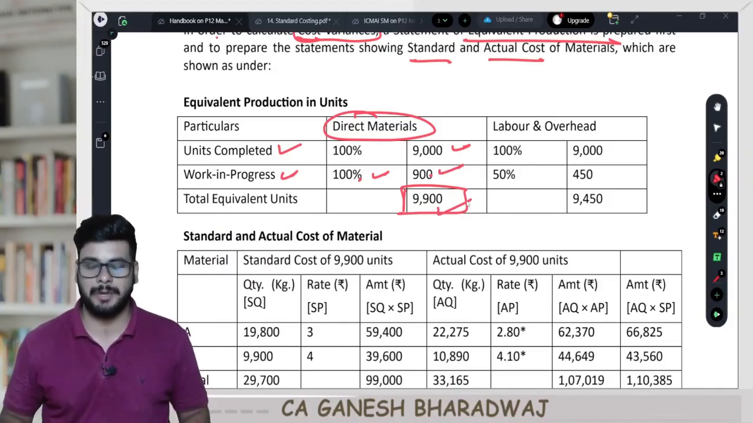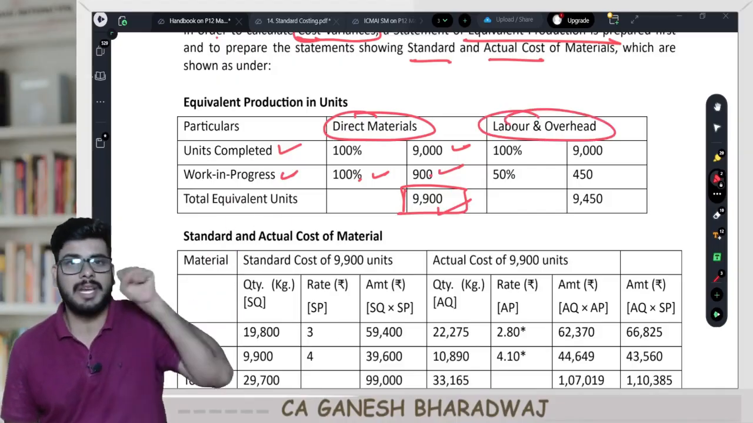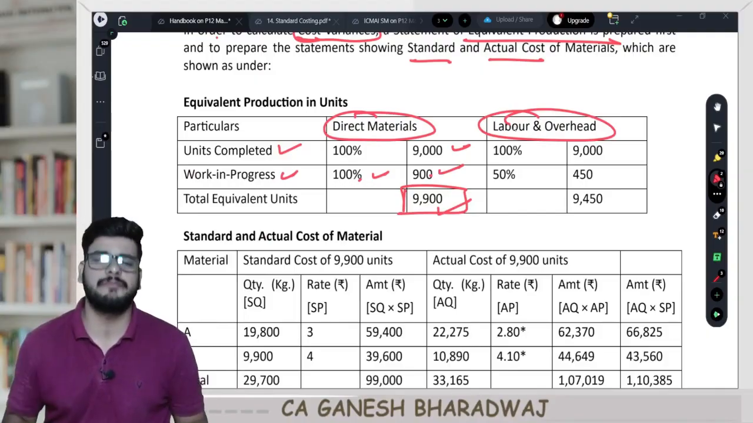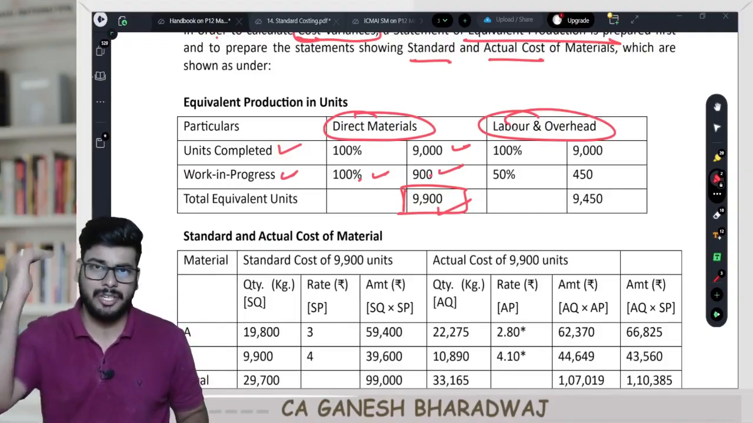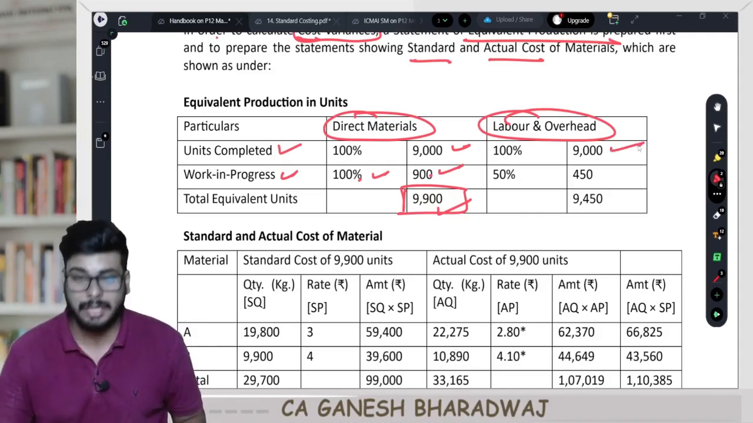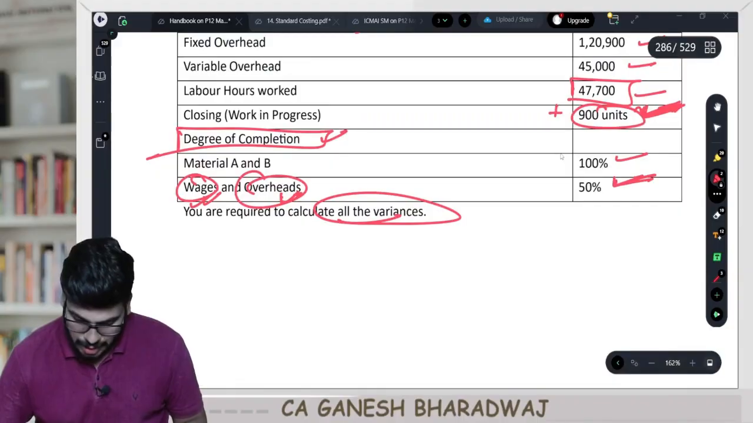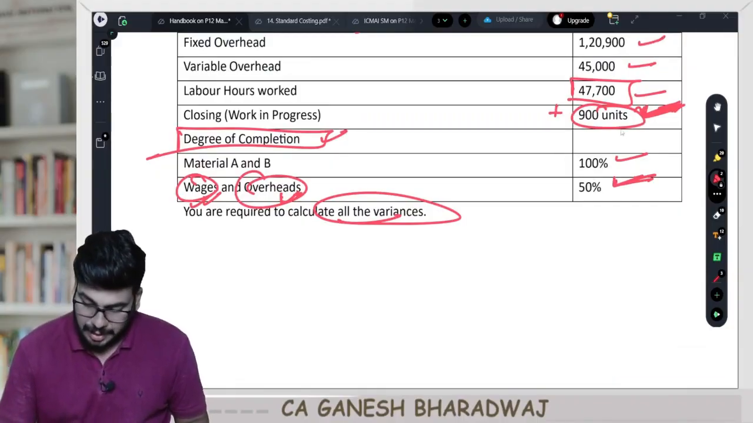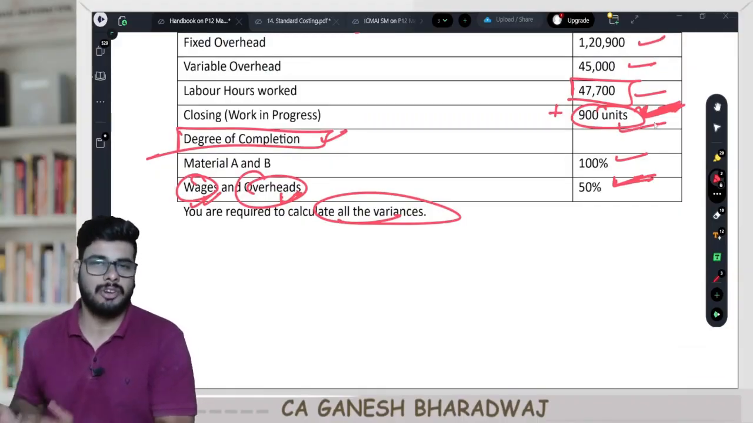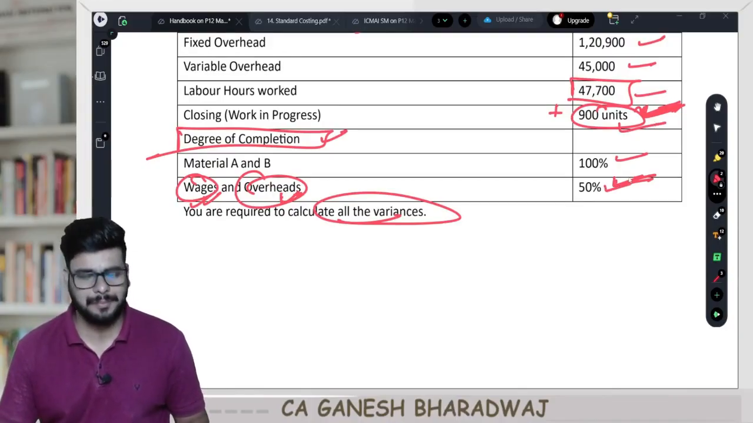This is the interpretation. Whereas with respect to labor and overheads, by consuming my labor and overhead cost, how many units have been produced? Anyways, the 9,000 units sold are fully complete. Only if they are complete can they be sold, right? So 9,000 units. However, if you look at the question, they have clearly mentioned that the 900 units lying in your closing WIP are only 50% complete with respect to what? 50% complete with respect to labor and overheads.